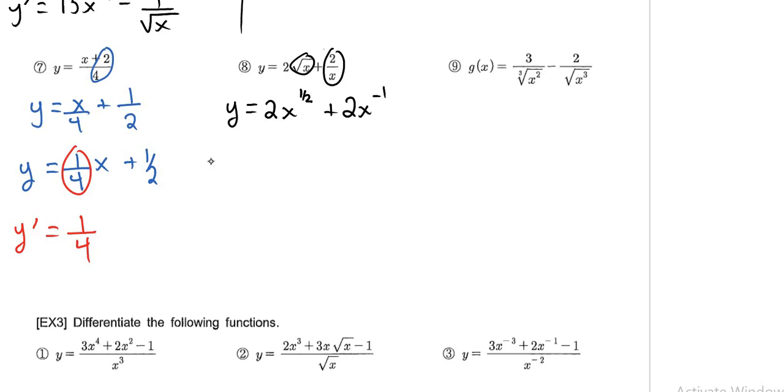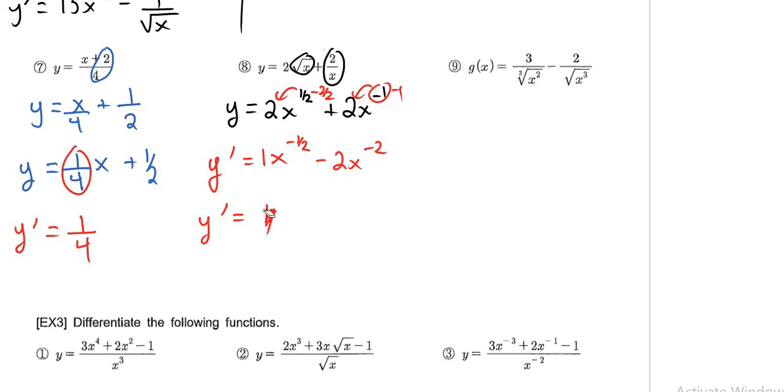And then I can take its derivative, the 1/2 times the 2, giving you a 1x, minus 1 on the power, so that'll be negative 1/2. And then this negative 1 times that times the 2 would be a negative 2x to the negative 2. So if I clean this answer up, it'd be 1 over x to the 1/2.